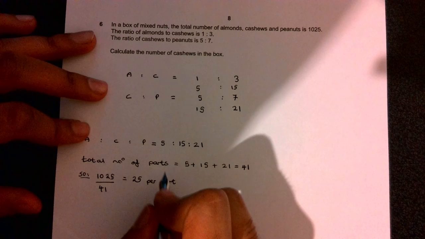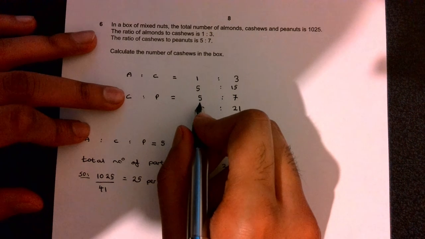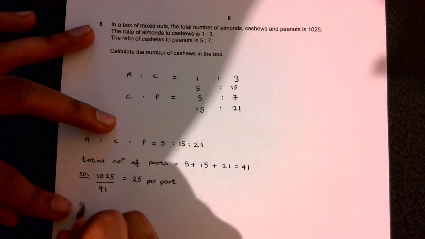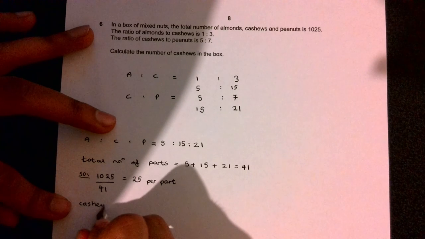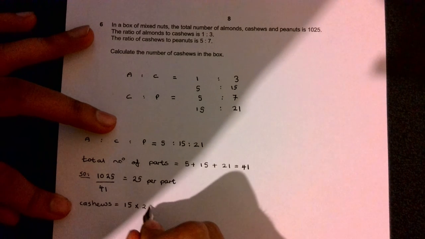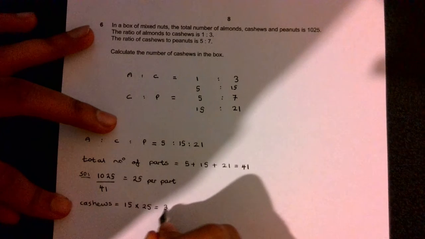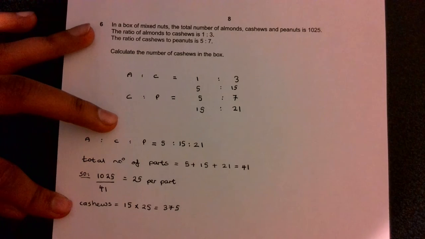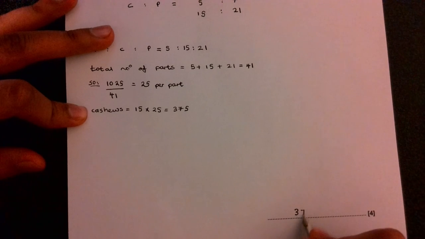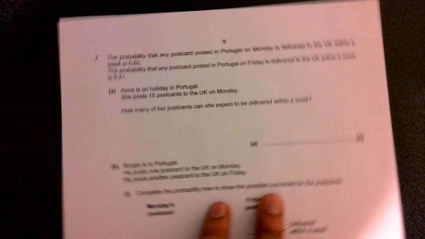Now for cashews we have 15 of them. So for the cashews we have 15 multiplied by 25, which is 375. So we have 375 as our final answer. Okay, so now for the next question.